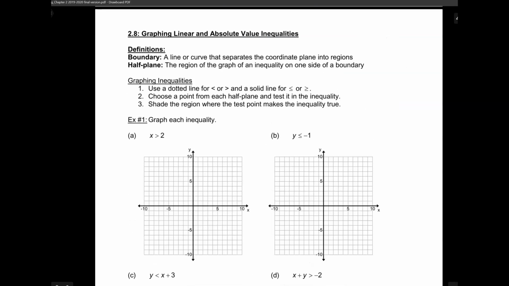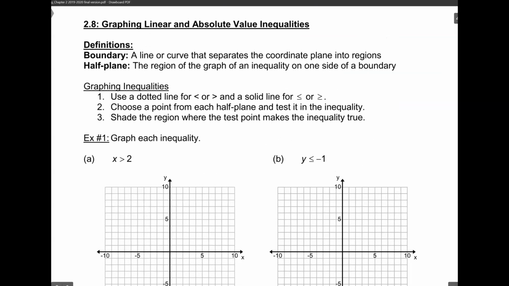We're going to go through 2.8. It's not too bad. You pretty much already know it, this is Algebra 1. It's just a review of Algebra 1. 2.8, graphing linear and absolute value inequalities. When we say boundary, it's a line or curve that separates coordinates in the plane into regions. Here our boundaries are going to be our lines, and then we're going to be shading one side. The half plane is the region of the graph of inequality on one side of the boundary. Whatever, who cares what that means?